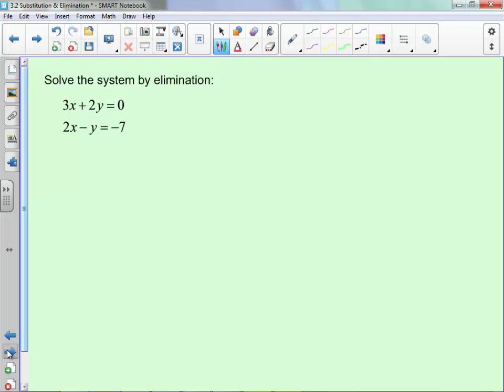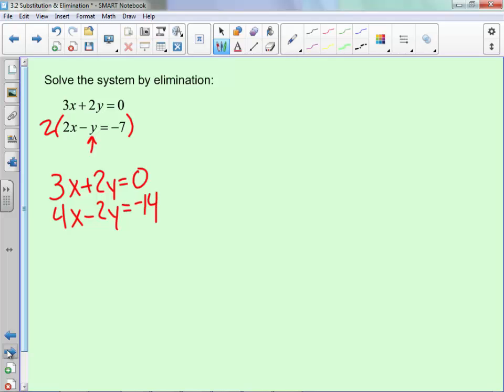Now notice, none of our coefficients are the same. And so what we need to do is multiply one of the equations by a number, or both of the equations by a number, to get our coefficients to be the same number, one positive, one negative. So notice we could multiply the second equation by 2, and then we'll get our y's to match up. So our second equation becomes 4x minus 2y equals negative 14. So remember that 2 gets distributed to everything.